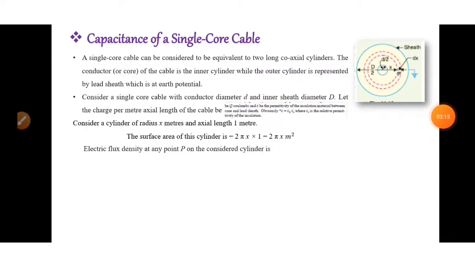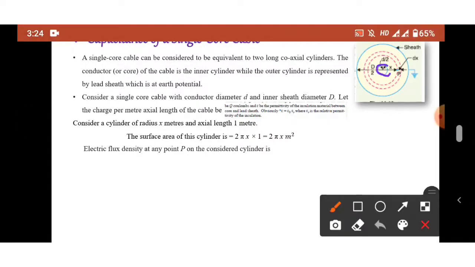Next topic is capacitance of a single core cable. So we can consider a single core cable as two coaxial cylinders. That is, consider this figure. That is, the conductor is shown here and the outer cover is the metallic sheath. So we can assume this as two long coaxial cylinders.